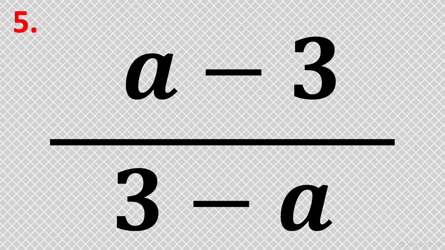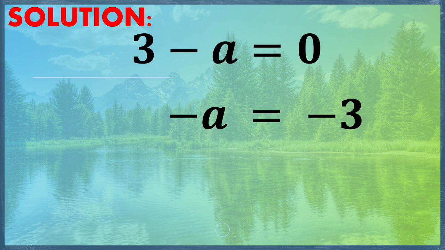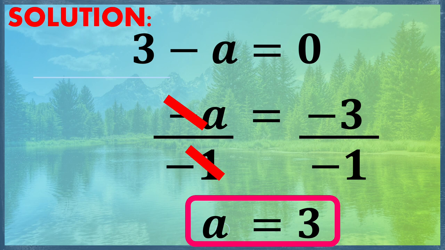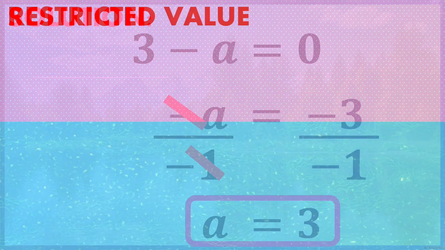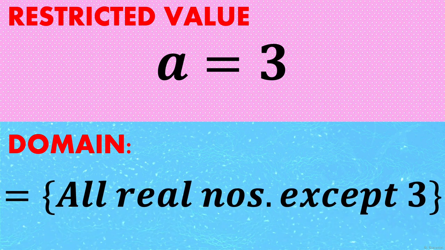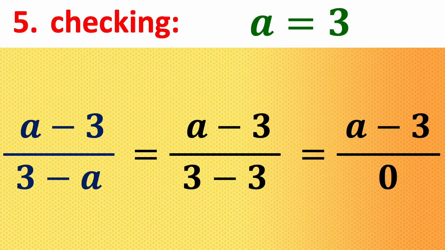Okay, number 5. A minus 3 over 3 minus A. So, ang a natin is 3. The restricted value is 3. The domain is all real numbers except 3. So, kapag chinek naman natin, magiging 0 talaga yung denominator.